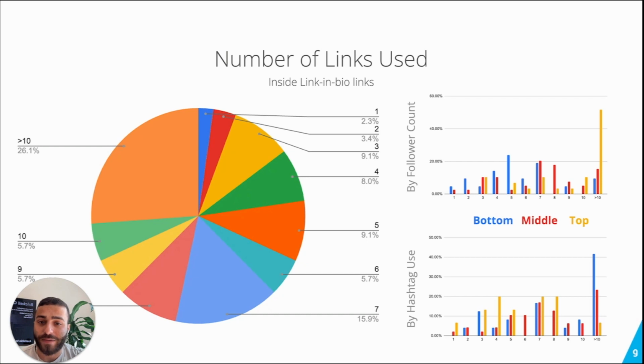Taking a look at the average number of links included in a link in bio tool, we can see that the most common number was 7, and that kind of supports the theory that we don't want to just send them directly to our book link. We want to give them a few options.